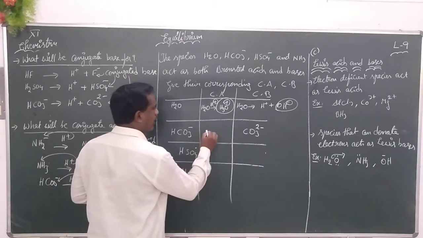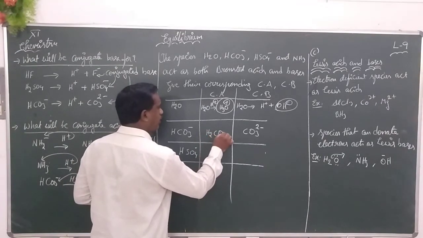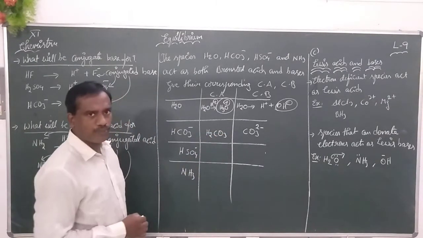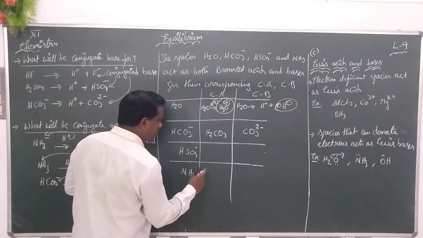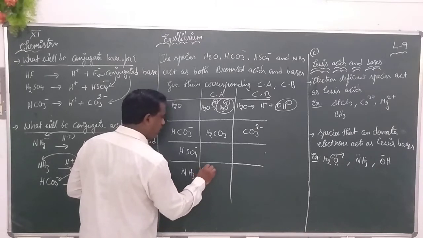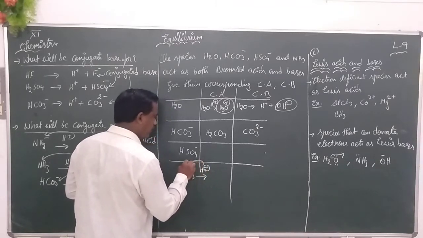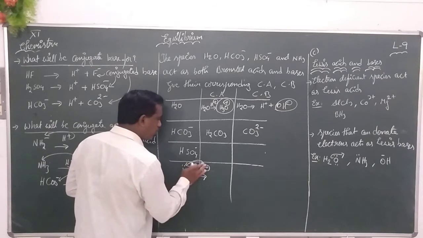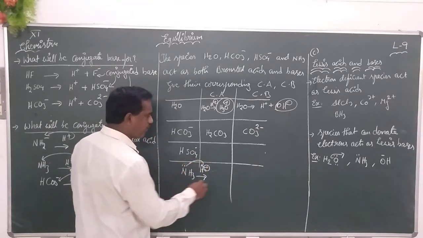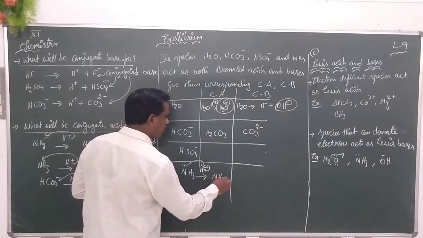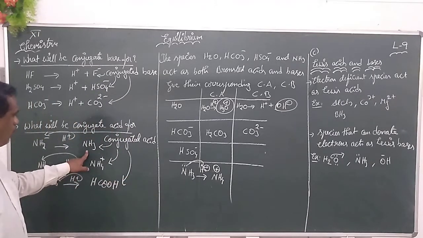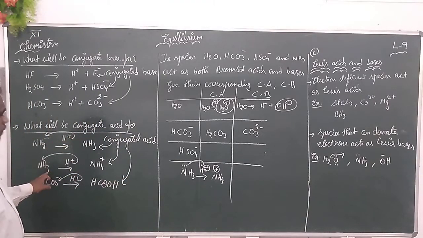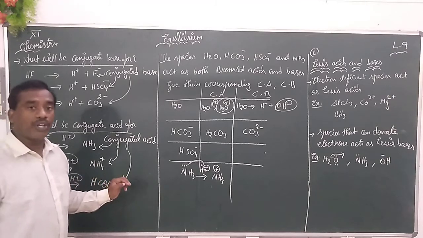It is accepting one H plus, so it will be H2CO3. Last, NH3. Now let us imagine NH3 is accepting one H plus. Accepting one H plus means it is giving the electrons to the H plus, so it is getting added here. Now can you say NH4 plus is the conjugate acid of NH3? Already we came to know the conjugate acid of NH3 is the NH4 ammonium ion.